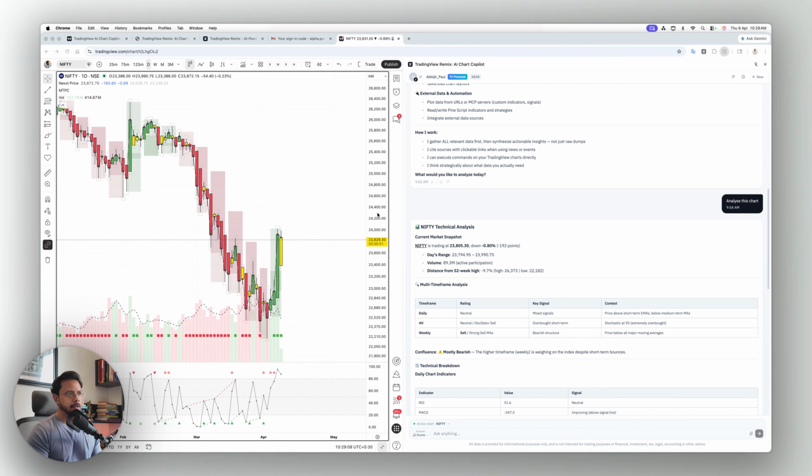Next, what I did, I had the Nifty chart opened on my left-hand side. As you can see, it's Nifty daily.